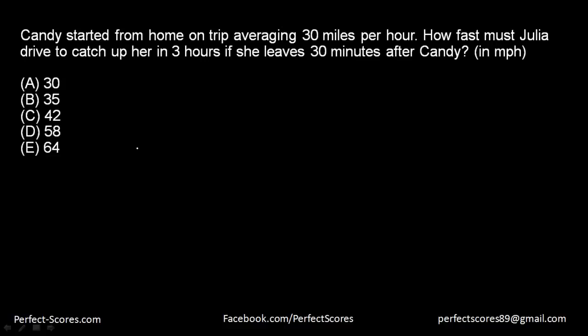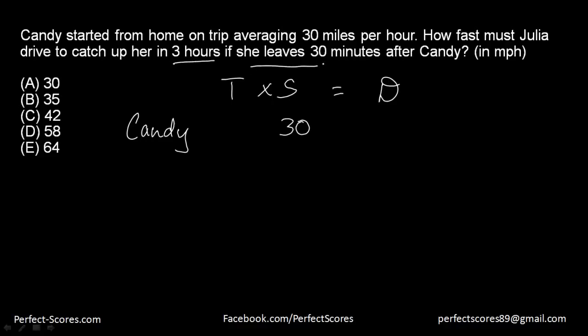It says that Candy started from home on a trip averaging 30 miles per hour. So this is Candy here, and I already know that the distance is equal to speed into time. This is something that I already know. How fast must Julia drive to catch her up in 3 hours if she leaves 30 minutes after Candy? So what is the distance that Candy is going to travel in those 30 minutes? The distance she is going to travel will be equal to 15 miles, right?